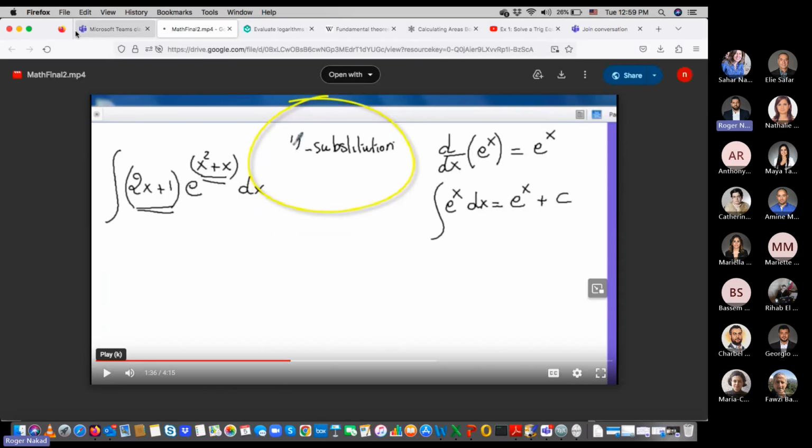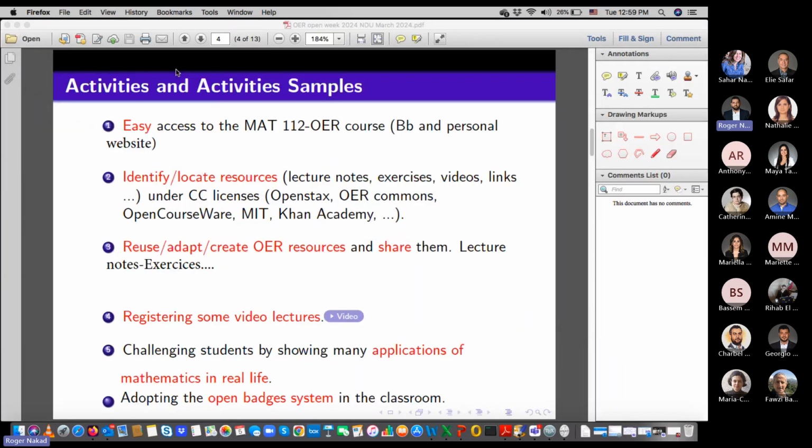Besides registering some video lectures, we gave projects, and even if it is a remedial course, we gave a project to let the students see what are the applications of mathematics in real life.